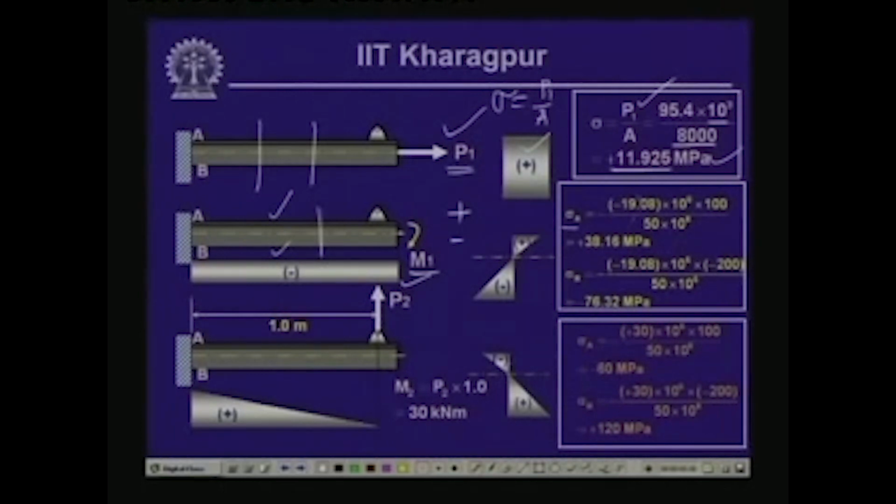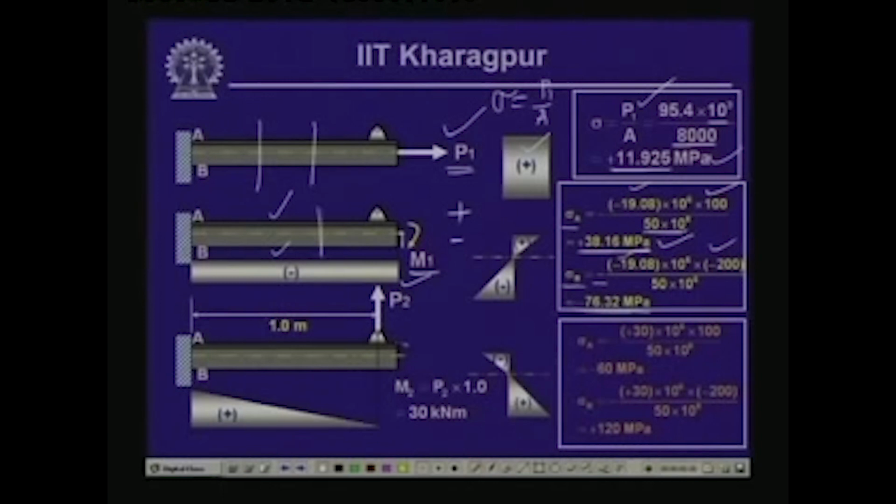Now if we compute the value of sigma, which is My by I, sigma equals minus My by I, and M is negative, y at the top is positive which is 100, and I for this member is 50 into 10 to the power 6. So we get a value of plus 38.16 MPa. So this is the value of the stress acting at the top of the beam. Consequently, if we compute the stress sigma b at the bottom of the beam, this is again minus M y, and since y is downwards it is minus, so we get minus 76.32 MPa, which is compressive at the bottom.